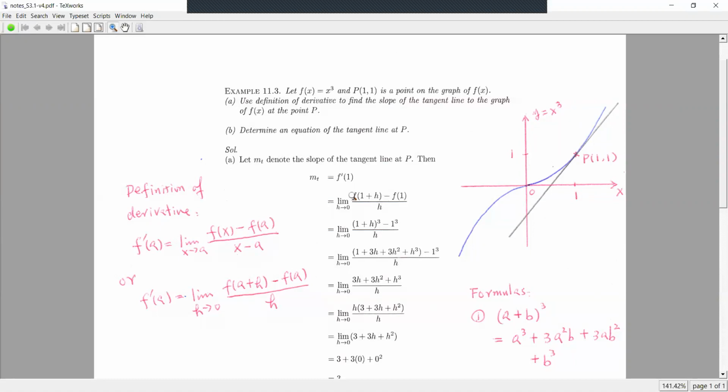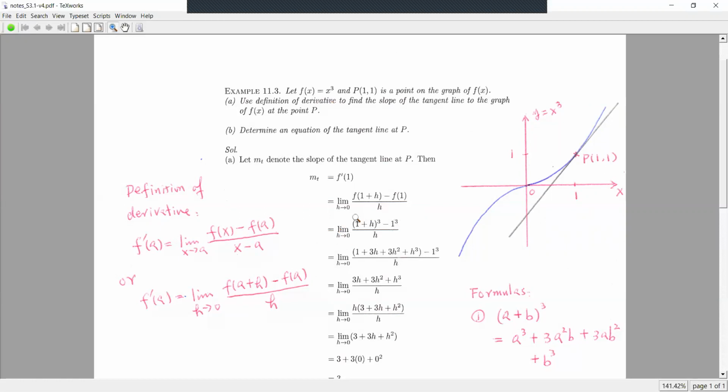Now, to find the function value at 1 plus h, replace all the x in this equation by 1 plus h. Then the function value at 1 plus h is (1 plus h) to the third. To find the function value at 1, plug in 1 for x here. Then we get 1 to the third. So we have this equation.